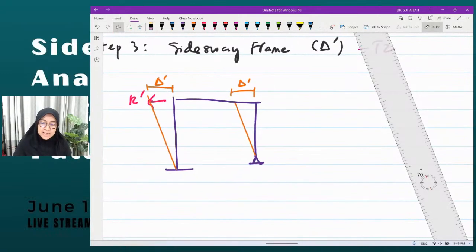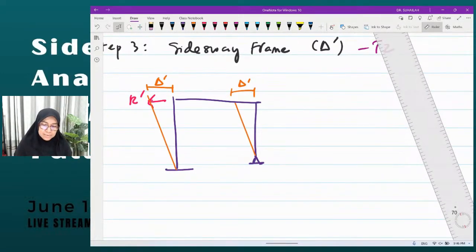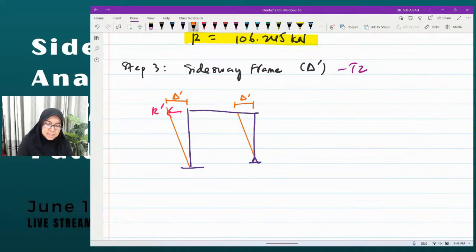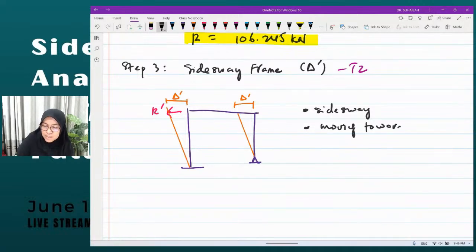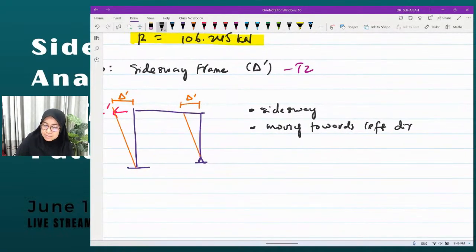Okay, so under this step 3A, this is the SIDESWAY frame. What is the characteristic? This is SIDESWAY, moving towards the left direction. The delta prime is the horizontal displacement in the left direction.